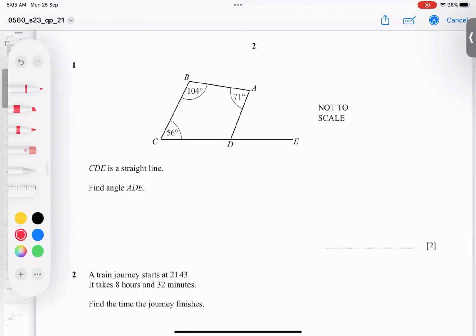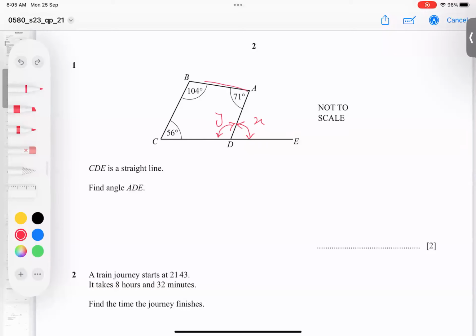CDE is a straight line. You can see clearly, straight line, all right? And you know some straight line is always 180. So what he's asking for is ADE, this angle, ADE. So this angle is our concern. I write here X, and this angle I call Y, because basically, if I have Y, I can find X easily.